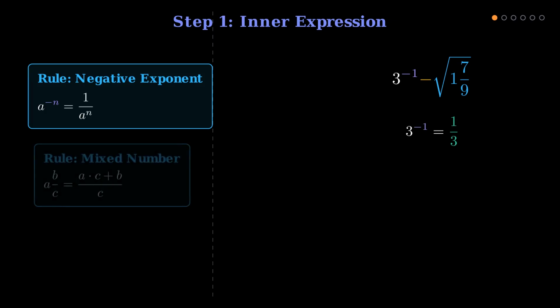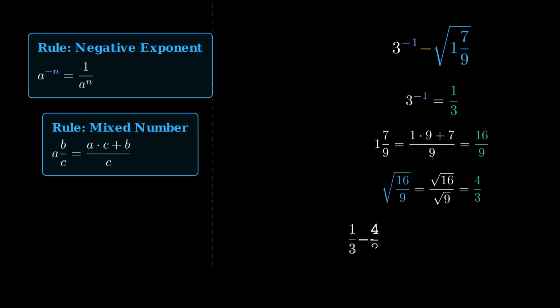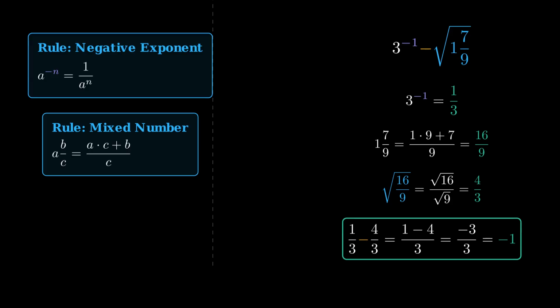Now for the mixed number. We multiply the whole part by the denominator, then add the numerator. 1 times 9 plus 7 gives us 16/9. The square root of 16/9 equals 4/3. Now we substitute 1/3 minus 4/3. So our inner expression simplifies to -1.